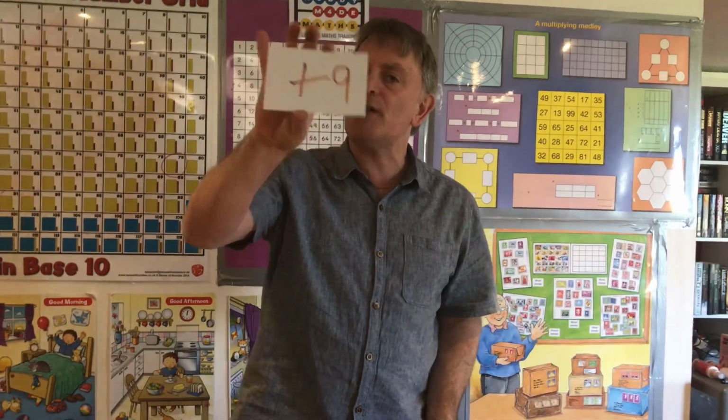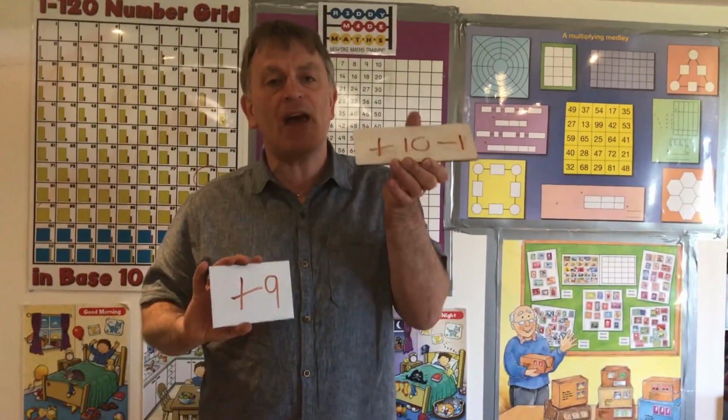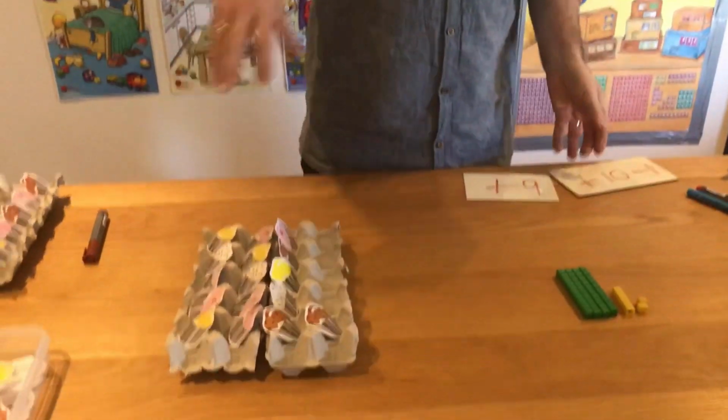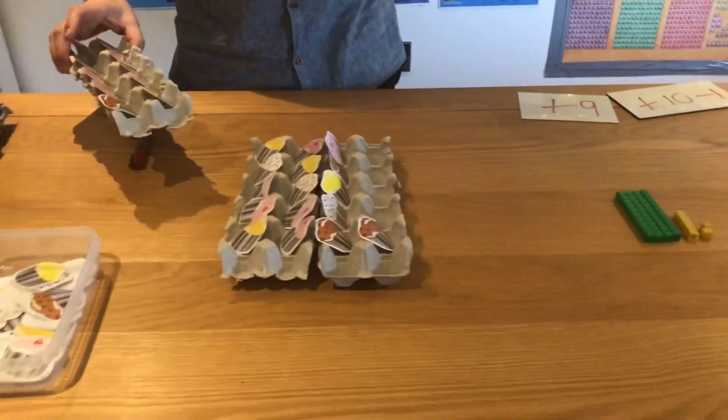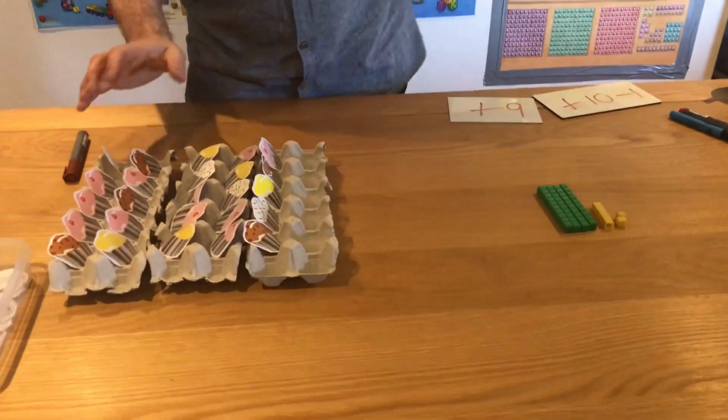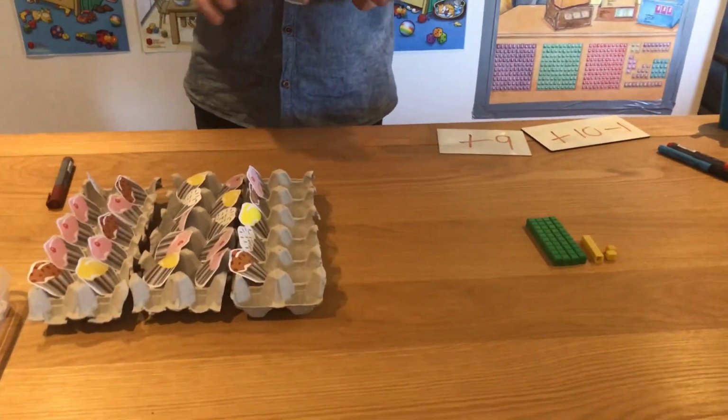My strategy for adding 9 is simple and it's fun. My strategy for adding 9 is add 10, take 1. Looking at the egg boxes with the cakes in. My strategy for adding 9 is simple and it's fun. My strategy for adding 9 is add 10, take 1. So 16 add 9 is 25.